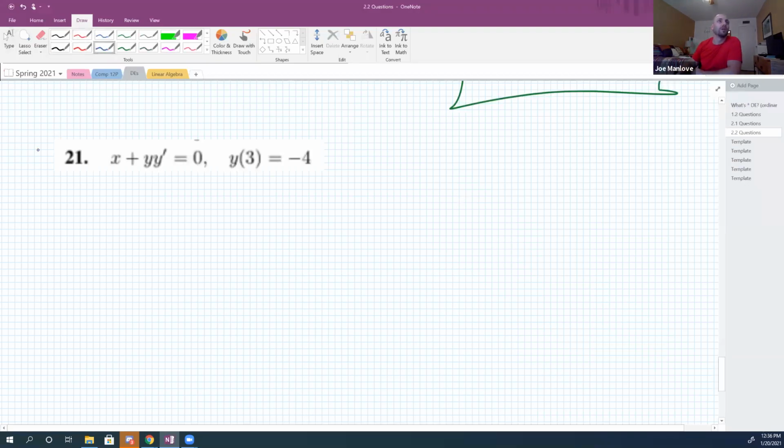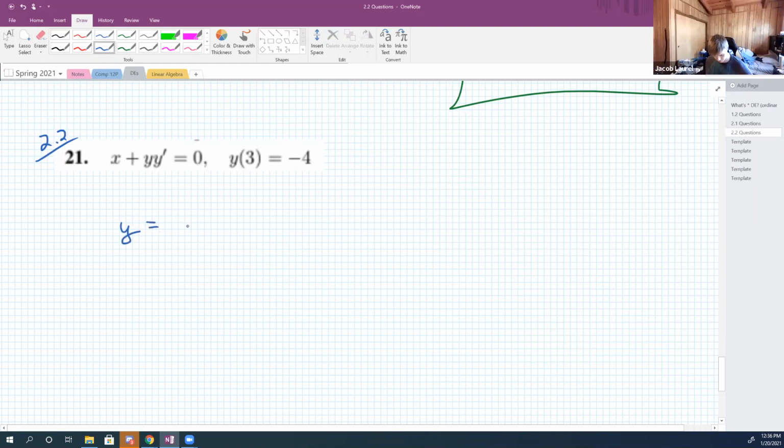All right, so we want to talk through 2.2, number 21. And Jacob has promised us a solution. What'd you get, Jacob? I got y equals the square root of x squared plus c. Like this? Yep. Okay, that should be it. Okay, what's the problem?